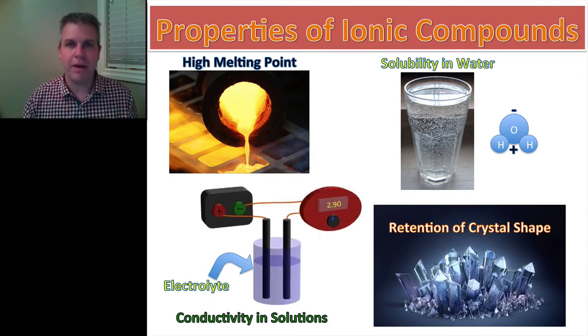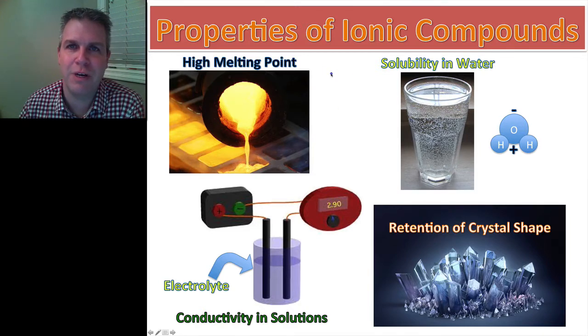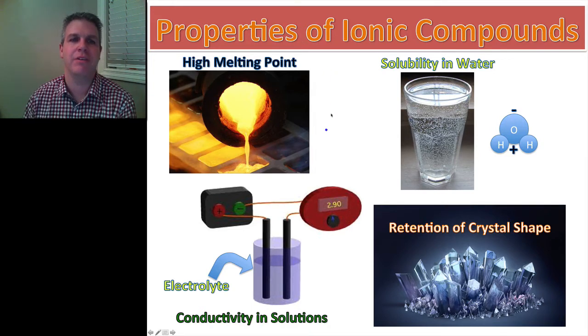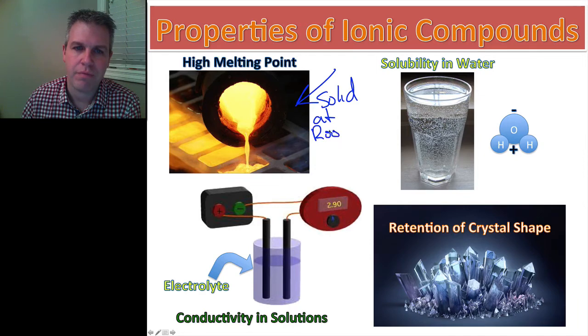Properties of ionic compounds, something you have to memorize. All ionic compounds have these properties, so pay attention, memorize these, and they all share these. The first thing is that they have a high melting point, so that's why most of them are solid at room temperature. Okay, so solid at room temp.